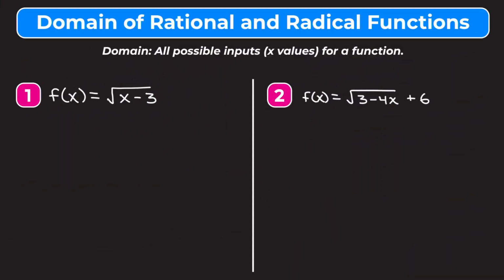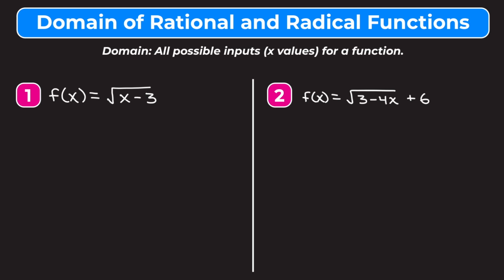In this video, we're learning how to find the domain of rational and radical functions. And just a quick reminder that the domain is all possible inputs, or x values, for a function. So let's take a look at example 1, which is a radical function because it's under a square root. So we have f of x is equal to the square root of x minus 3.